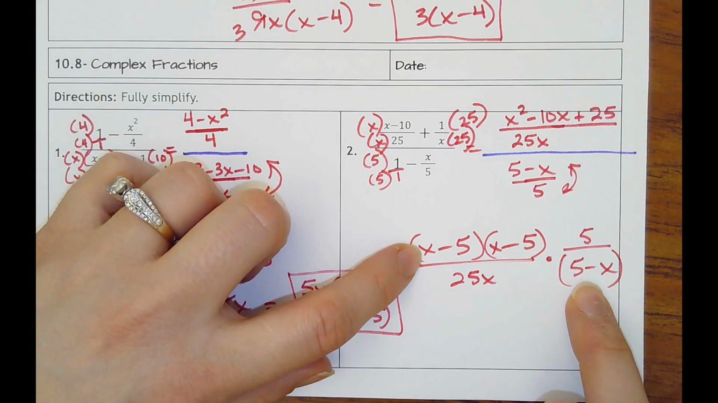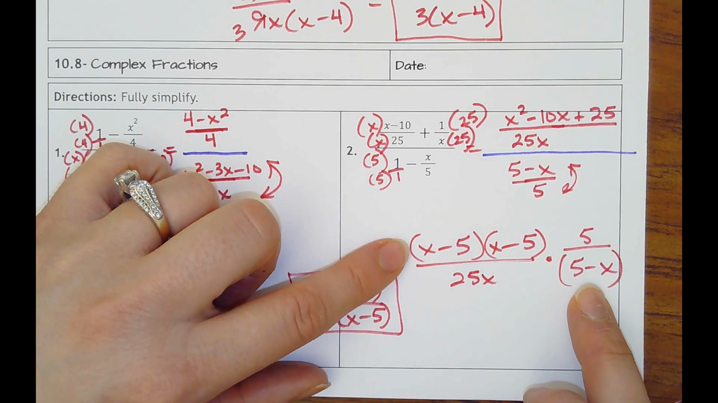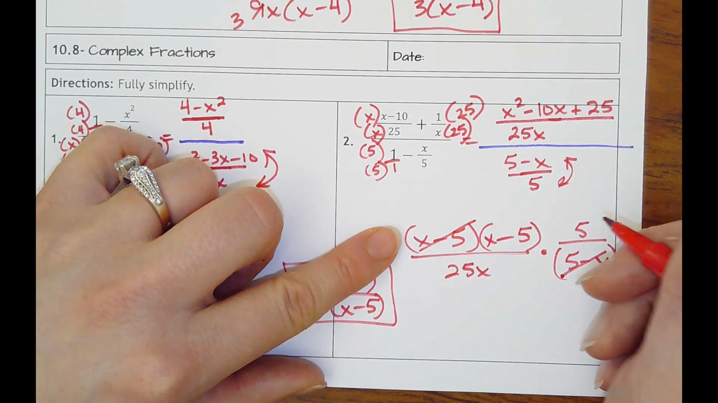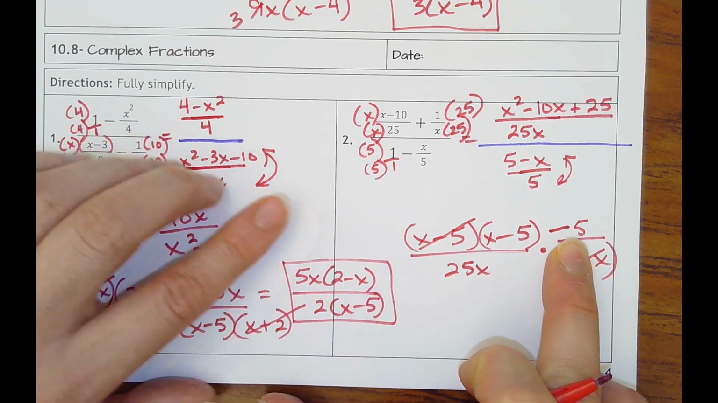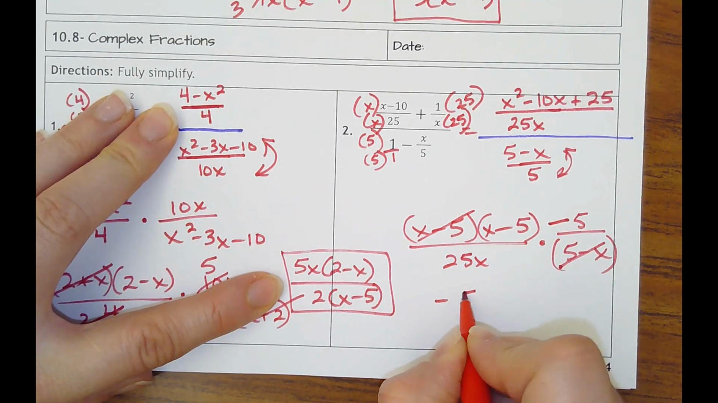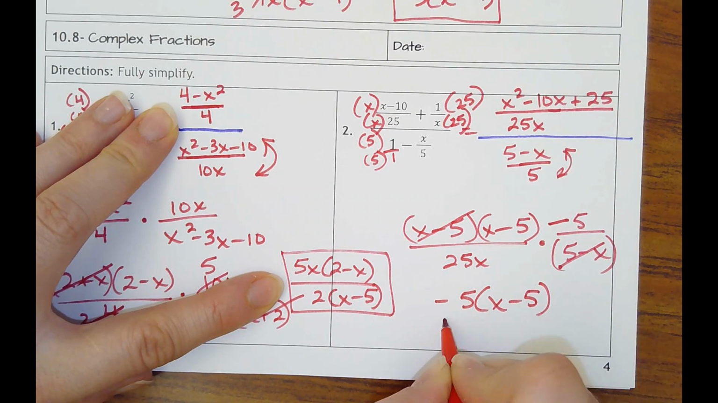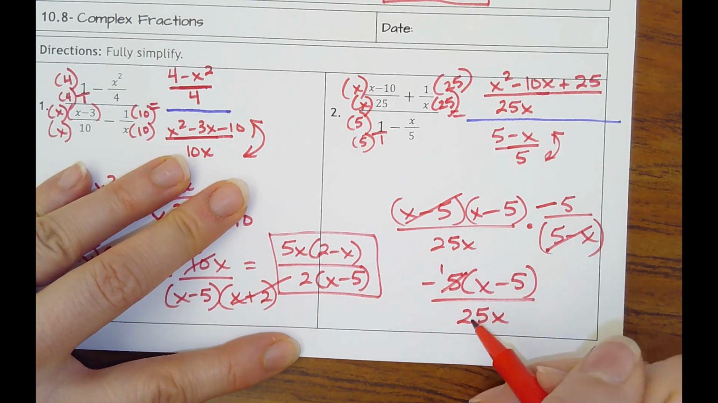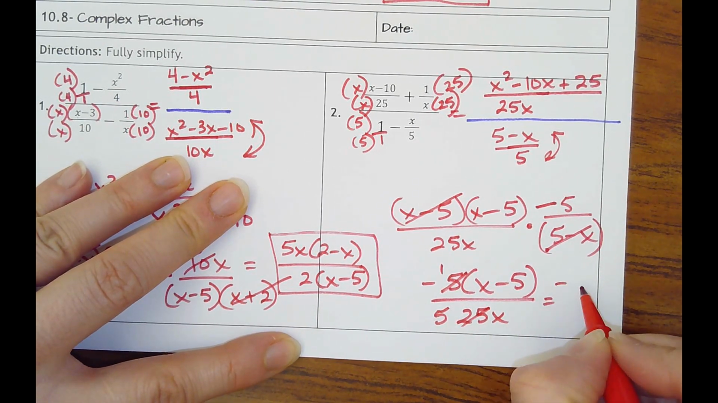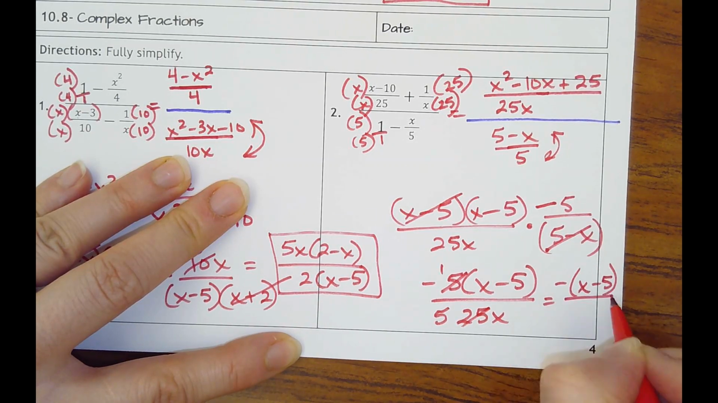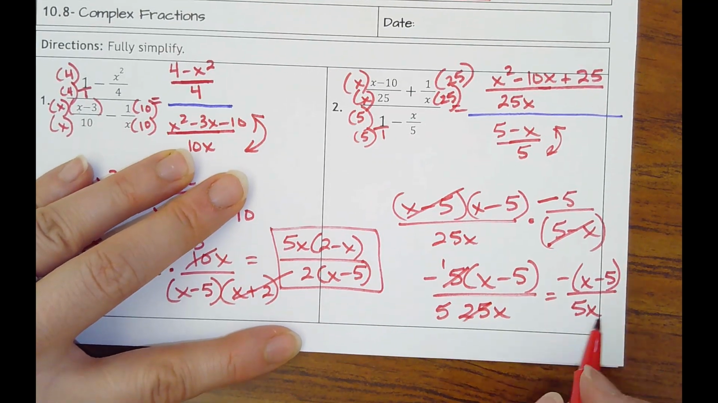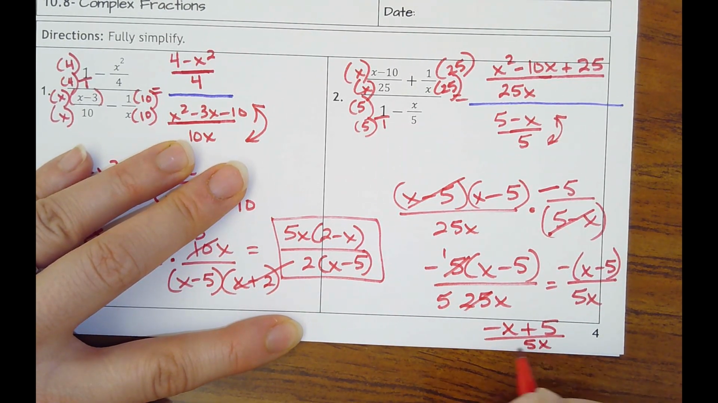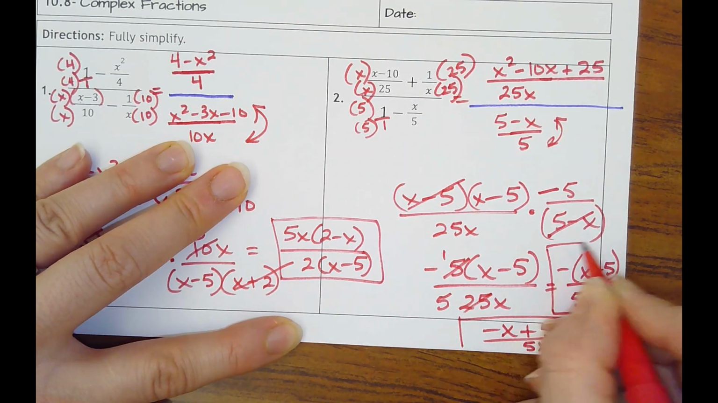Okay, so we've got subtraction where they're complete opposite factors, an x minus 5 and a 5 minus x. They will cancel each other out, but not just making them 1, making them a negative 1. So I'm just going to tag a negative on to this 5. So I've got negative 5 times an x minus 5 over 25x. So 5 can divide out. So I really have a negative x minus 5 over 5x. And if you want to distribute the negative, that would be a negative x plus 5 all over 5x. And that's it.